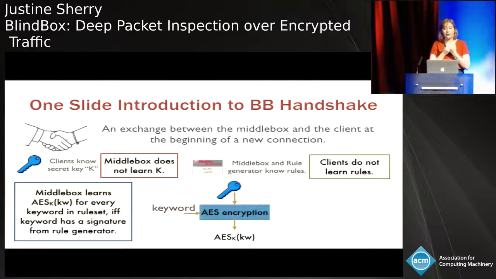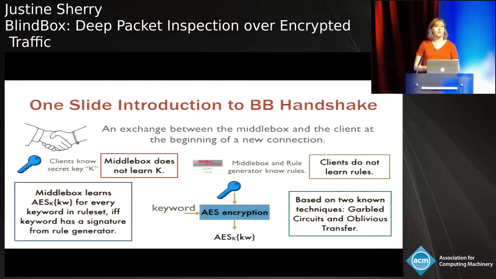both pieces of data? But there's actually a known technique to implement this from the security and cryptography community called garbled circuits and oblivious transfer. So that's how we achieve it, and that's the last I'm going to say about it. The key thing to take away is that the Middlebox is going to be able to learn these encrypted keywords.